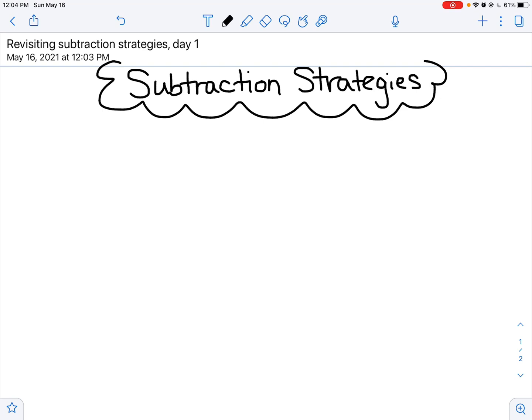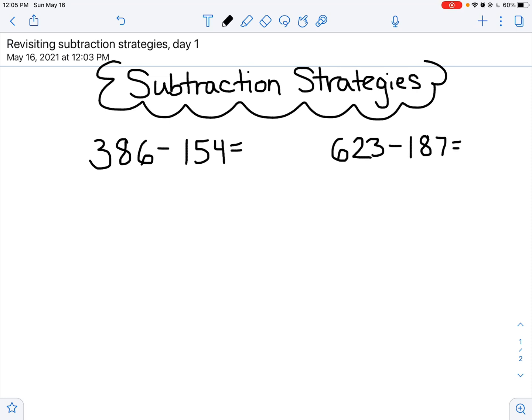So one of the things I want you to be mindful of as you choose your subtraction problem, I want you to think about how you make it more challenging. So I'm going to show you a couple of subtraction problems and talk to you about why one is less challenging than another. So if I have something like 386 minus 154 compared to 623 minus 187, I want to talk about why the second problem is more challenging.